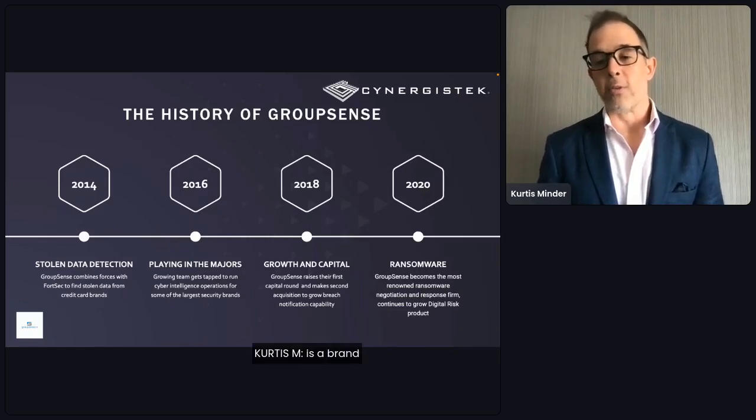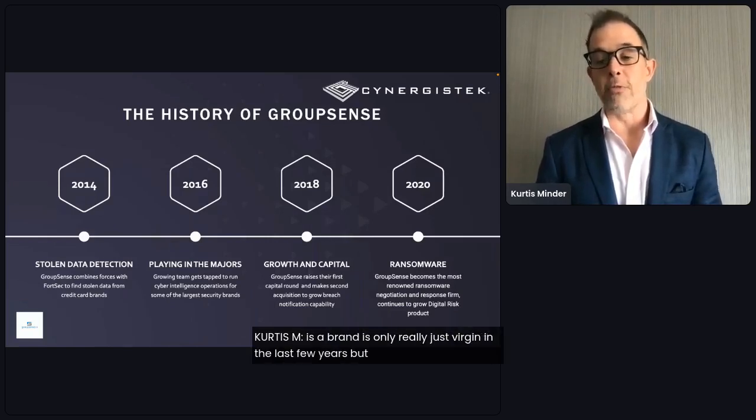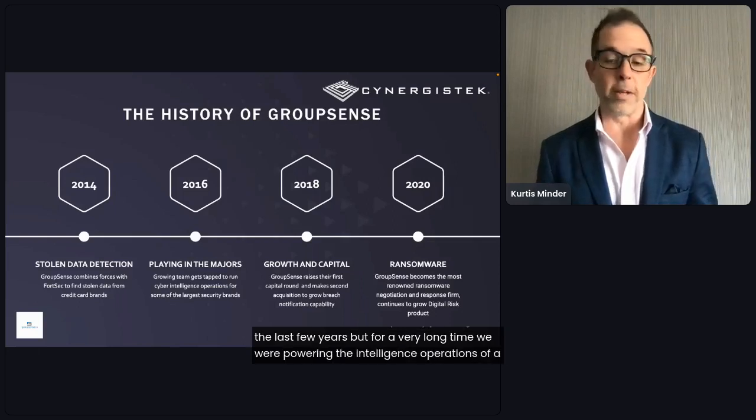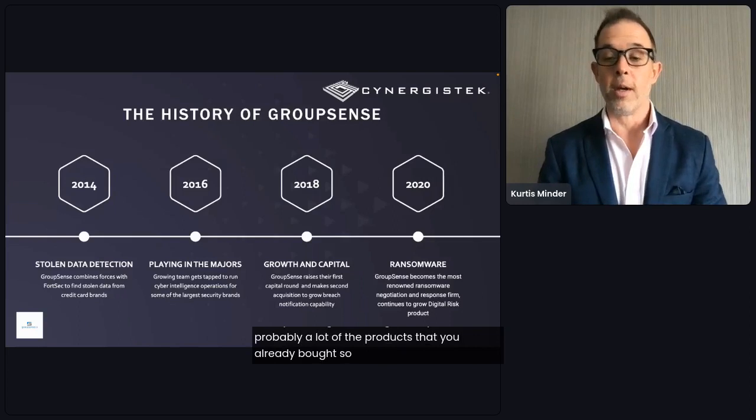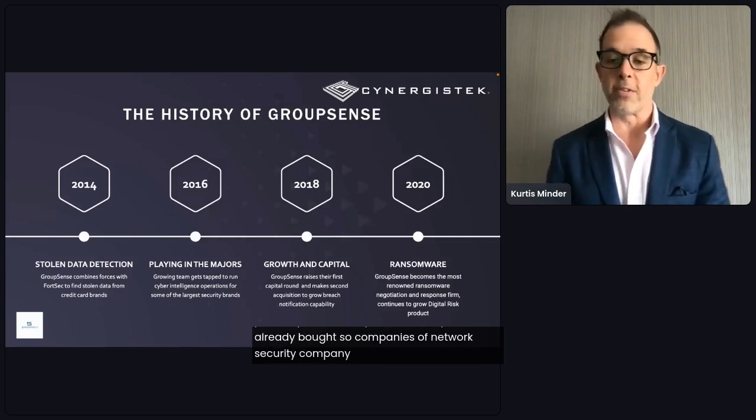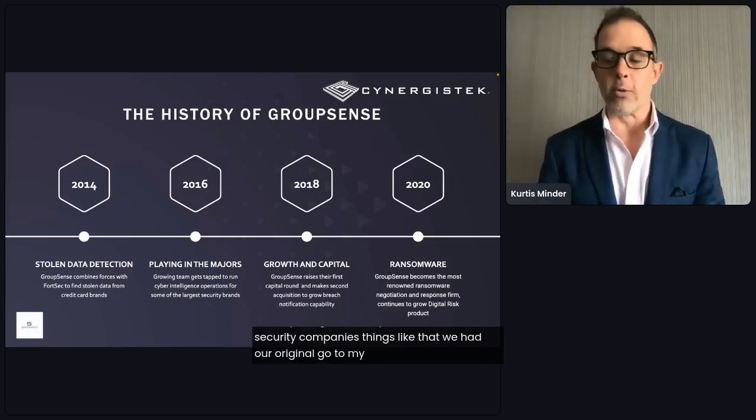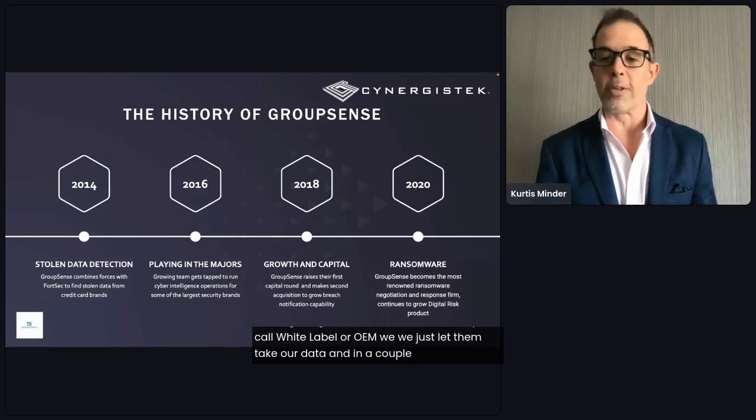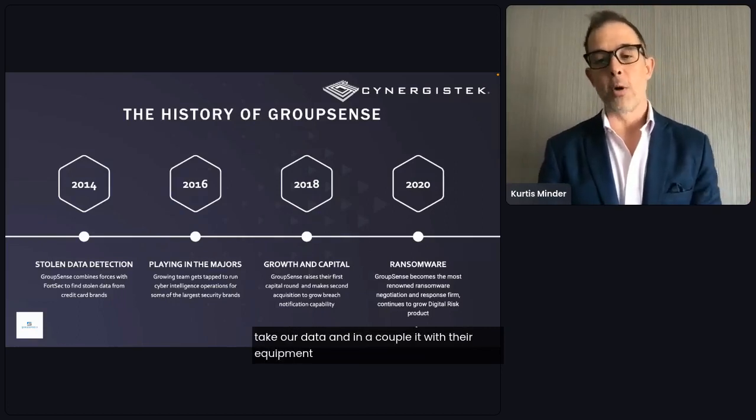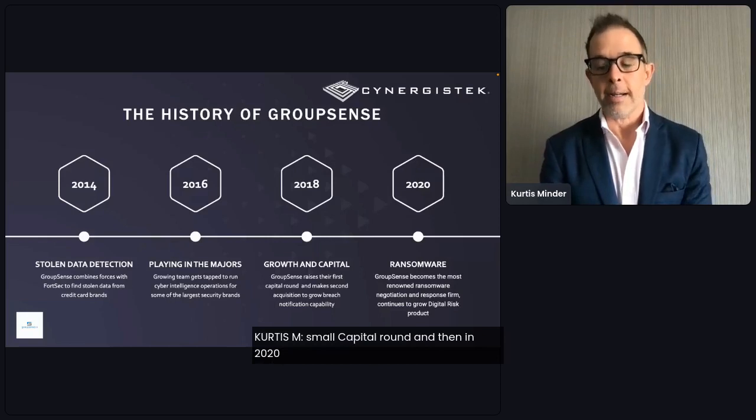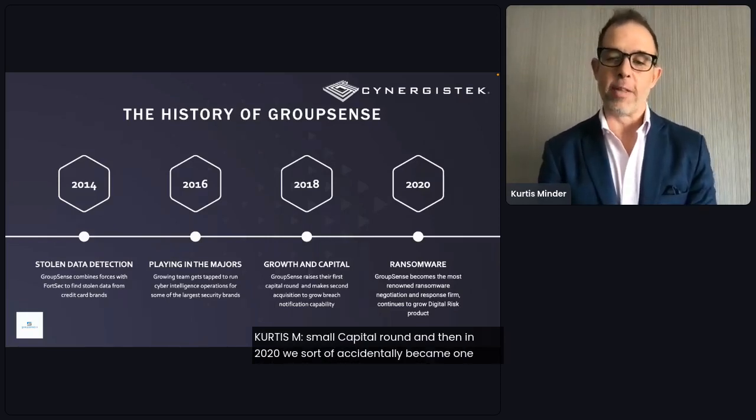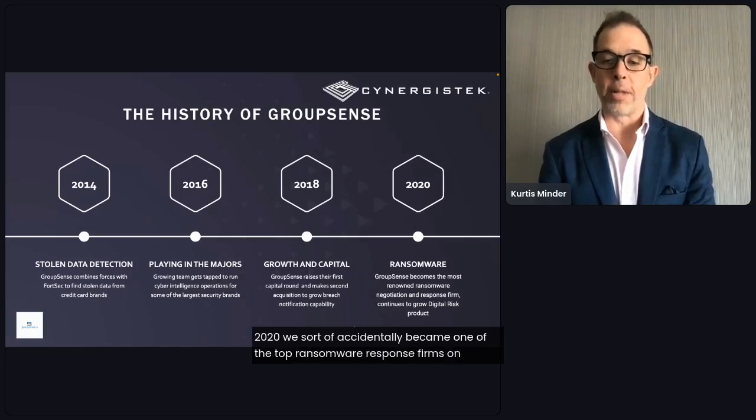GroupSense as a brand has only really burgeoned in the last few years, but for a very long time, we were powering the intelligence operations of probably a lot of the products that you already bought. So companies, network security companies, things like that. Our original go-to-market was 100% what we would call white label or OEM. We just let them take our data and couple it with their equipment. We took a small capital round, and then in 2020, we sort of accidentally became one of the top ransomware response firms on the planet.